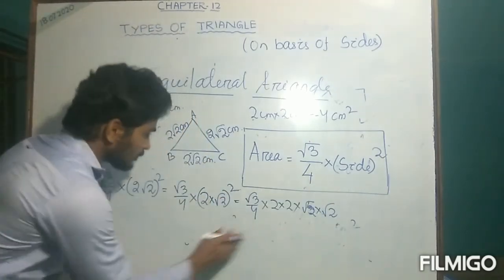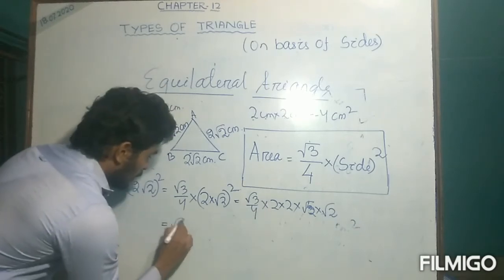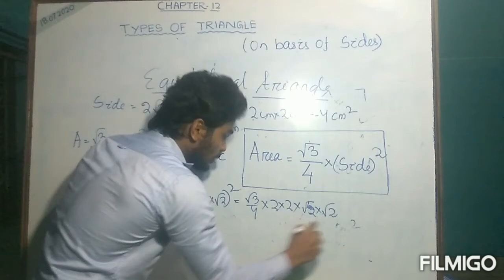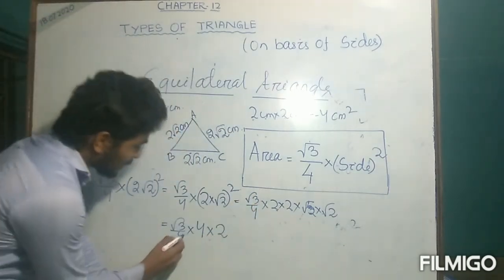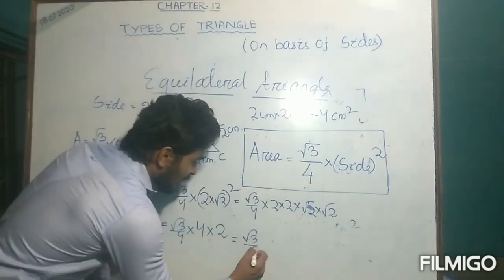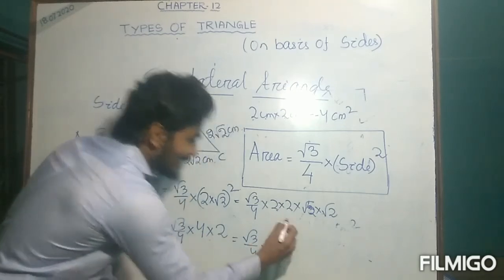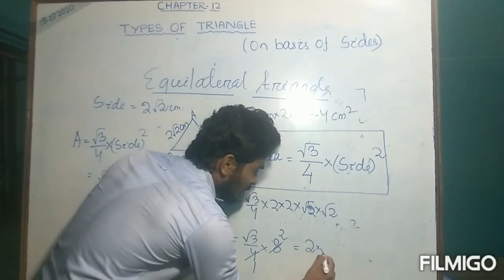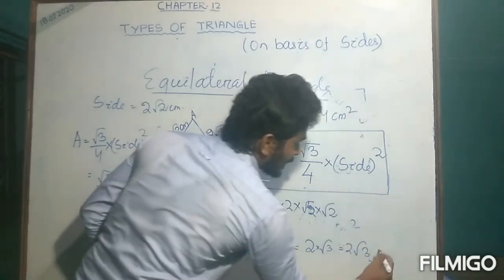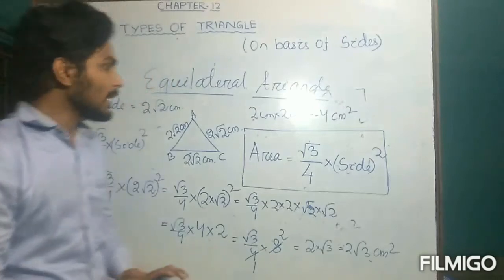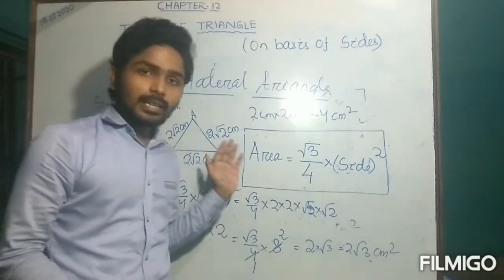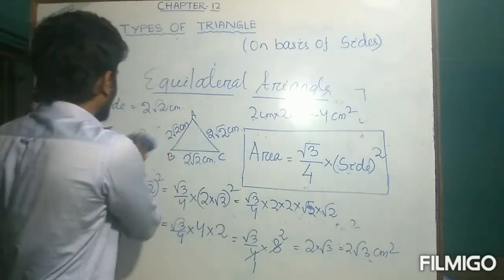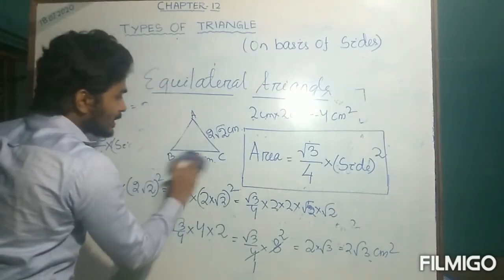Okay, now it is equal to root 3 by 4 into 2 into 2 is 4, into root 2 into root 2 is 2. So now you can write root 3 by 4 into 4 into 2, that is 8. So cancel 4 1s are 4, 4 2s are 8. It should be 2 root 3, or 2 root 3 centimeter square. Okay. So if the side of the equilateral triangle is irrational, then you can follow this calculation method. Let us take one more example so that it is easy to understand.